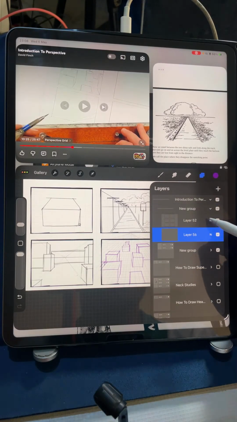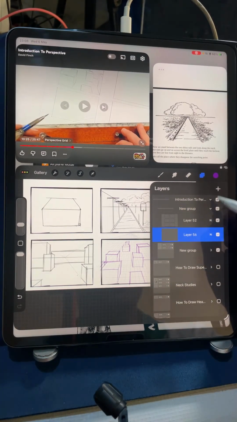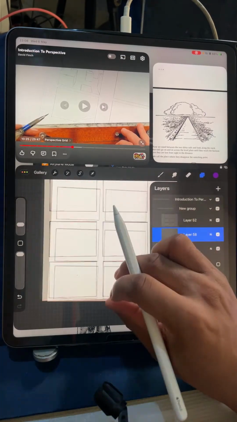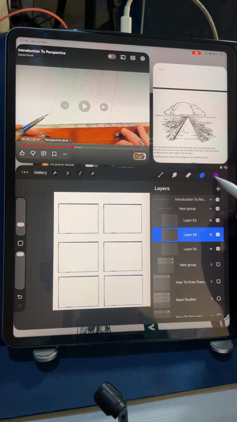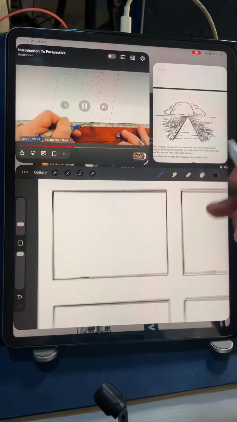Let's see what he's going to do. I don't understand what he meant by that or the plan that he has, but I'll just follow along. Hopefully this doesn't take me forever.